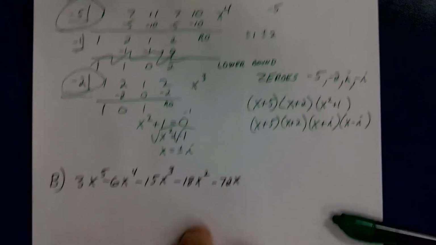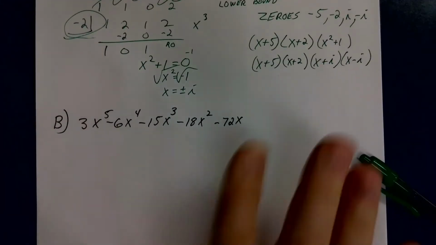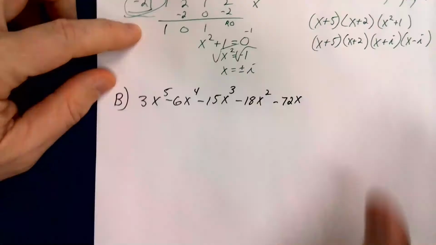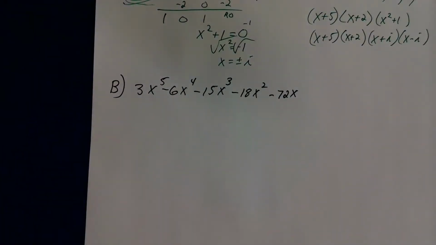This one, on the other hand, this one looks a little scary. So it could be at this point that you might have two or three pieces of paper going. We typically do these things in some groups. So we're going to try it. We're going to see how we do here. So if you could, 3x to the 5th minus 6x to the 4th minus 15x cubed minus 18x squared minus 72x. This looks scary.